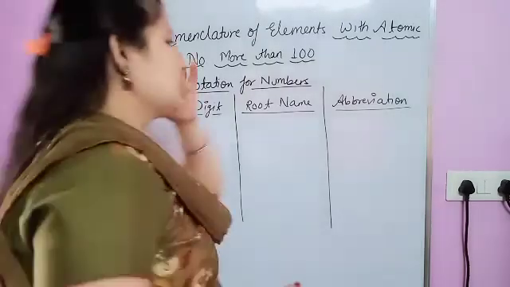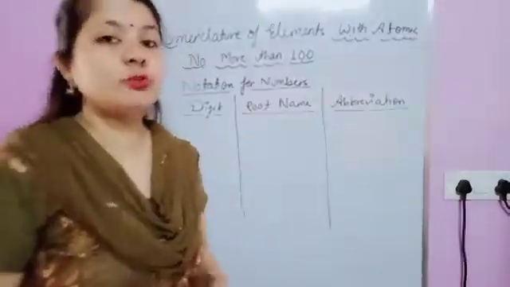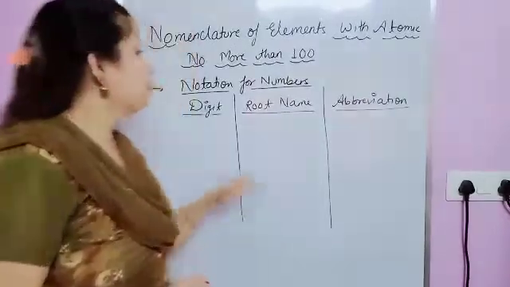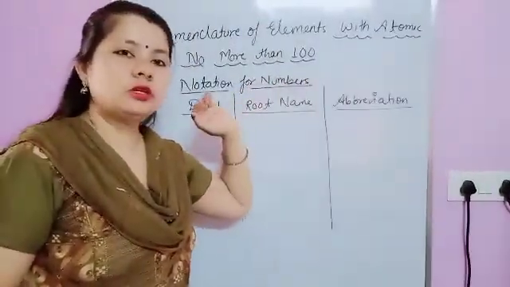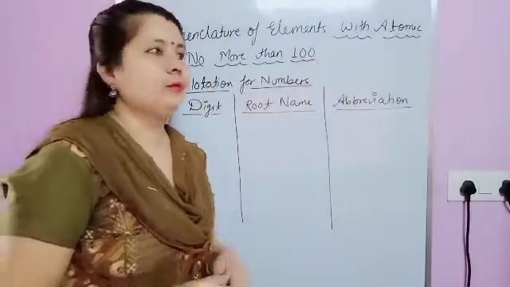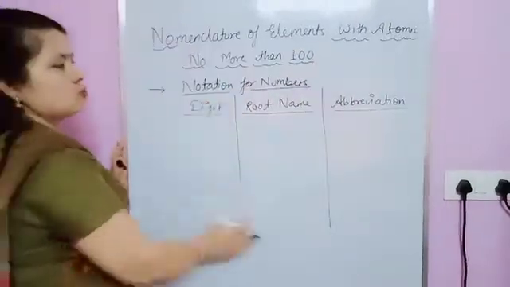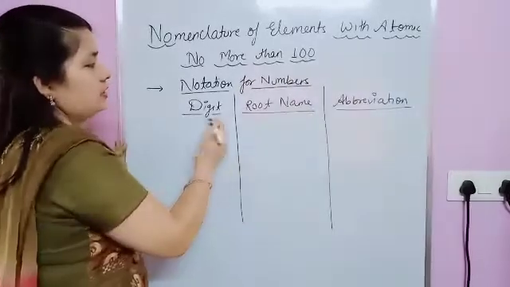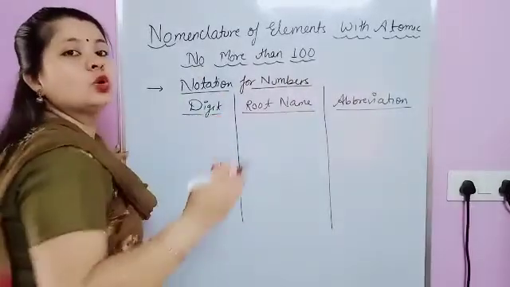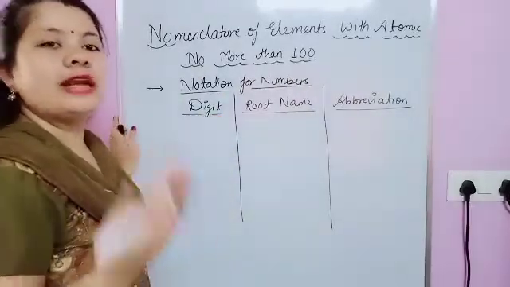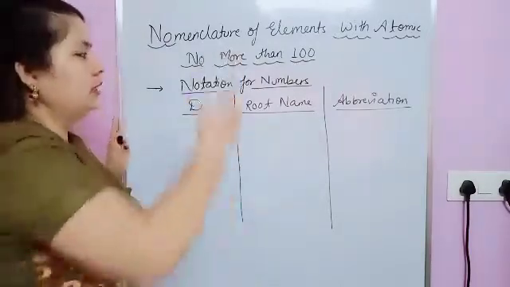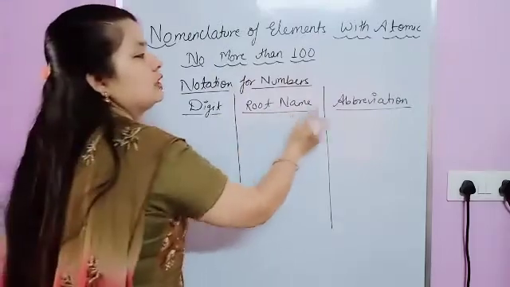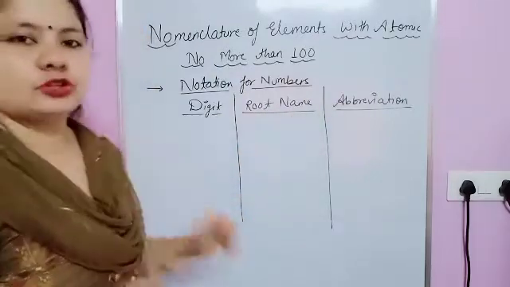Okay, 11th class. While writing the nomenclature, before that, you have to learn the notation for numbers. You have to learn their roots, how to write the name. For this, just see, there are 3 columns. One is for digits 0, 1, 2, 3 up to 9, because by the combination of these only you are able to write the name. The columns are digit, root name, and abbreviation, the short form.